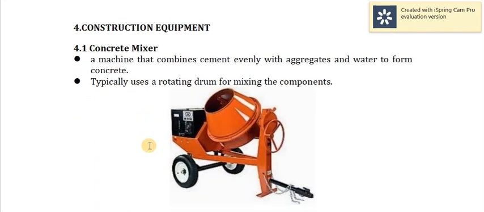And then we have construction equipment. Number 1 is concrete mixer. It is a machine that combines cement evenly with aggregates and water to form concrete. It typically uses a rotating drum for mixing the components.